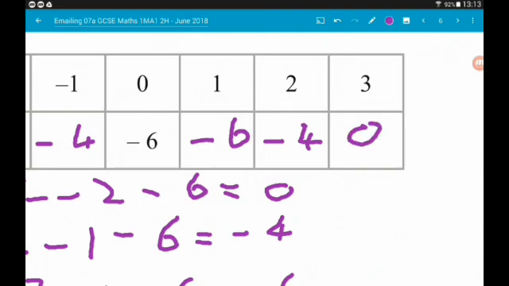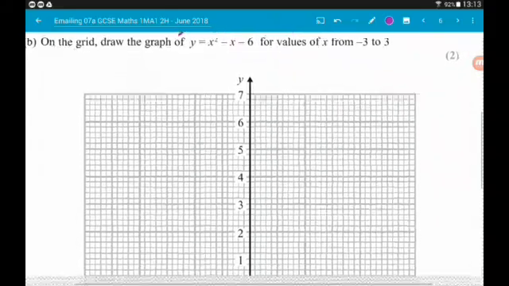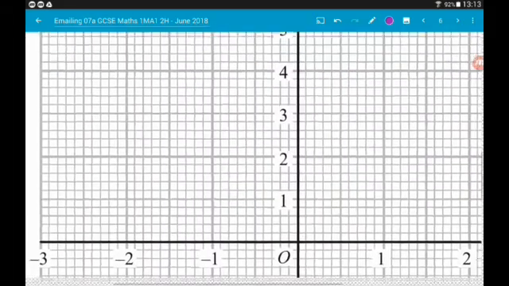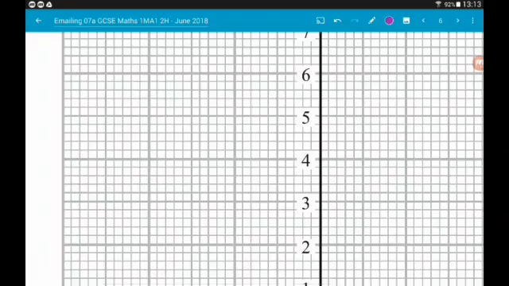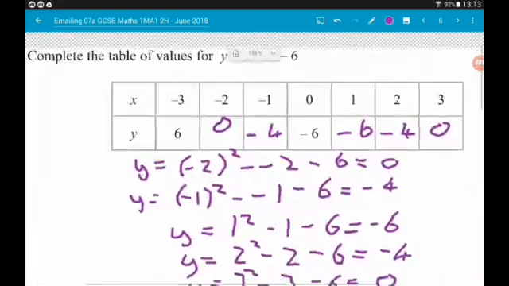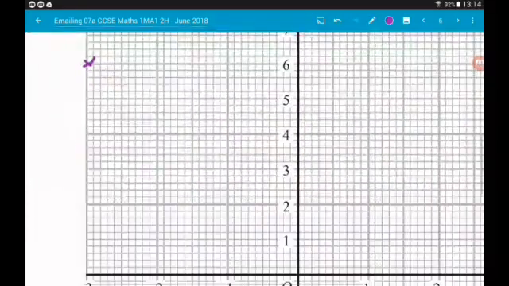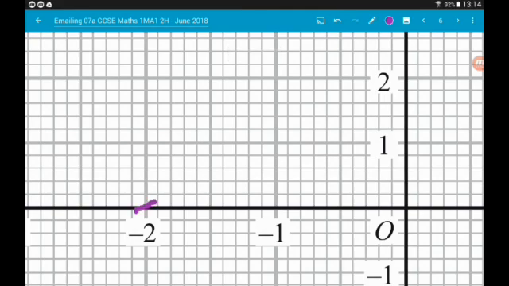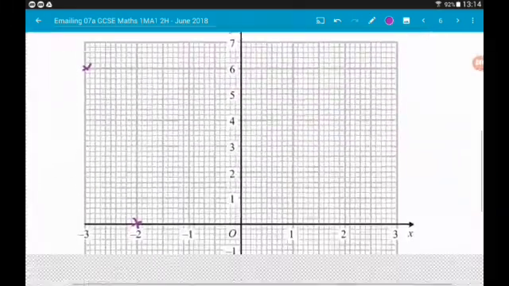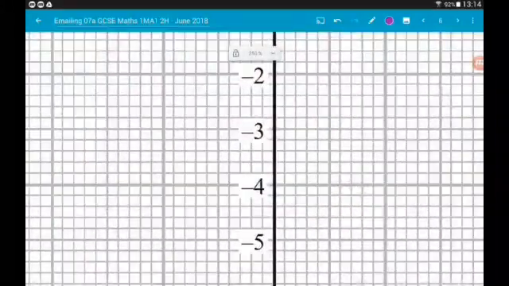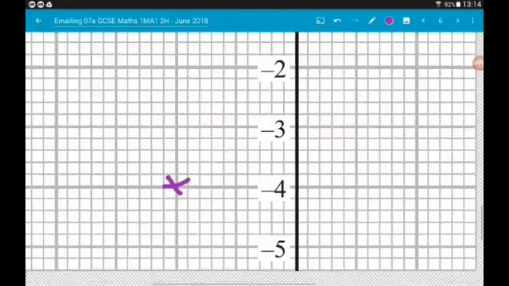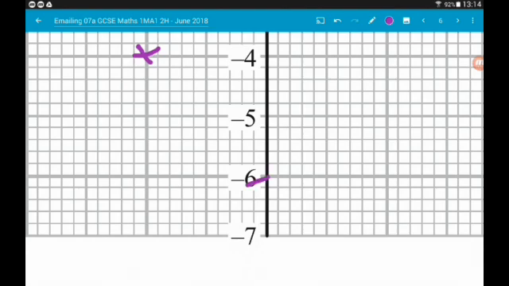Okay, so what we're going to want to do now is plot these points on this graph down here. So let's do that. So the first point we want is minus 3, 6. So find minus 3, which is completely on the left. Find 6. Our first point is there. Then we want minus 2, 0. So minus 2, 0 is this point here. Then we want minus 1, minus 4. So minus 1, minus 4 is this point here. Then we want 0, minus 6, which is this point here.